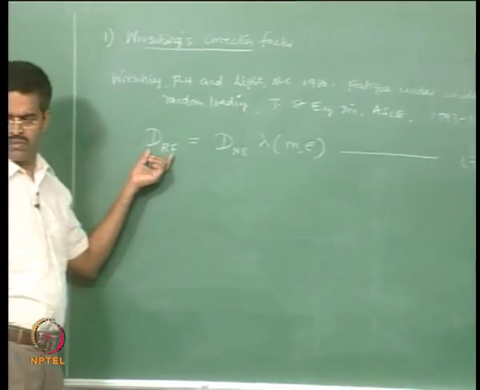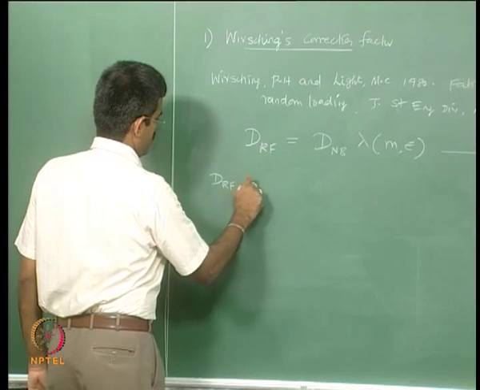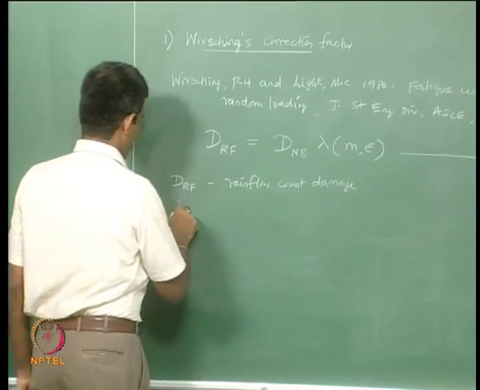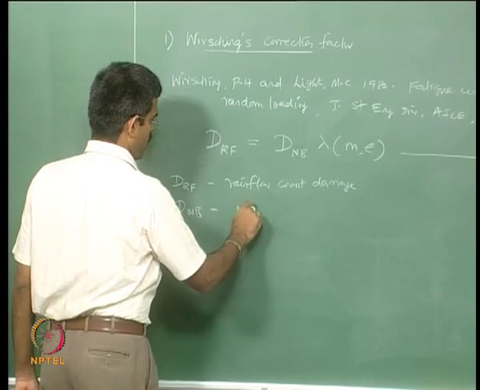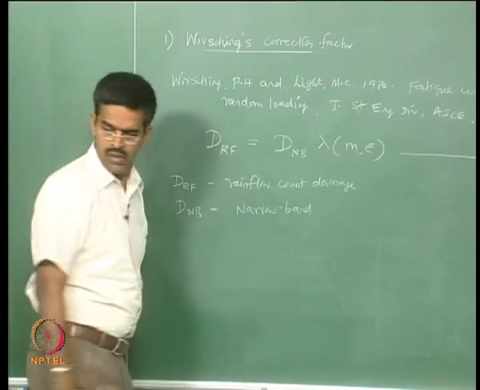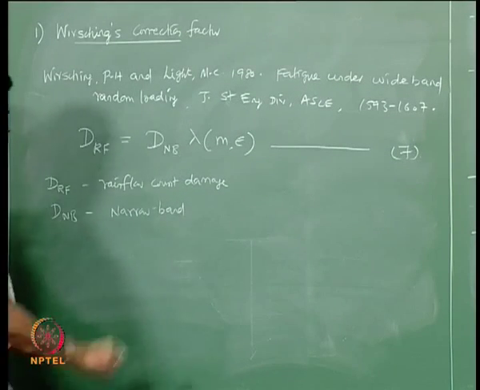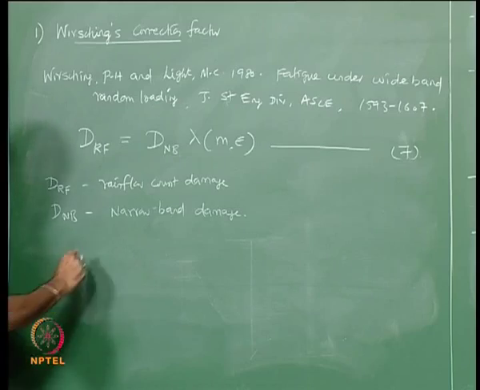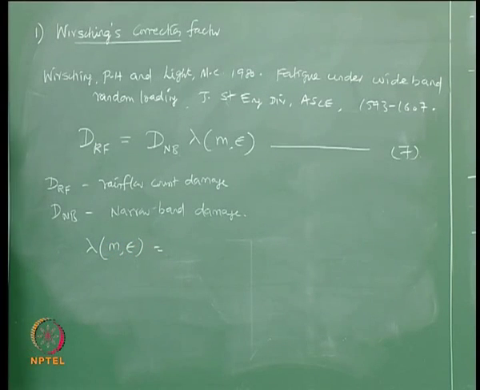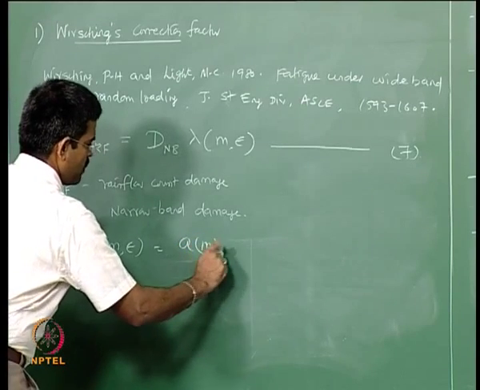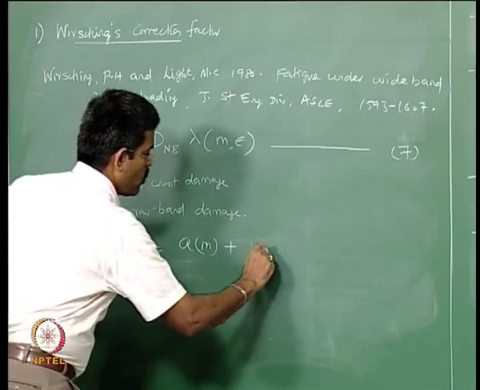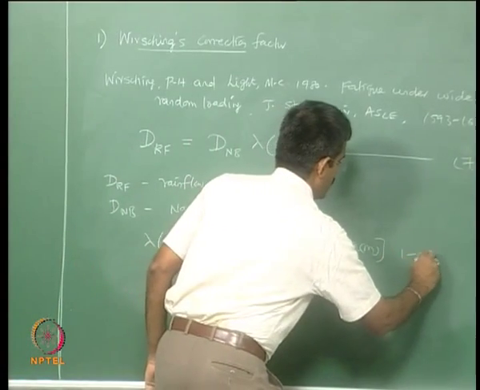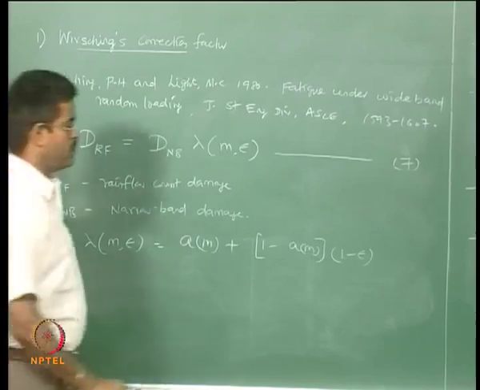Whereas DRF is the rainflow count damage, DNB is the damage estimate based on narrow band damage, meaning damage based on the narrow band equations, and lambda of m, epsilon is given by an empirical value which is a function of A of m plus 1 minus A of m, 1 minus epsilon to the power C of m.